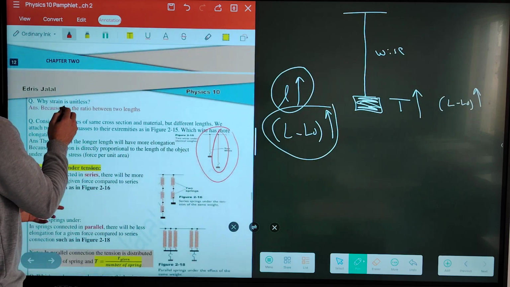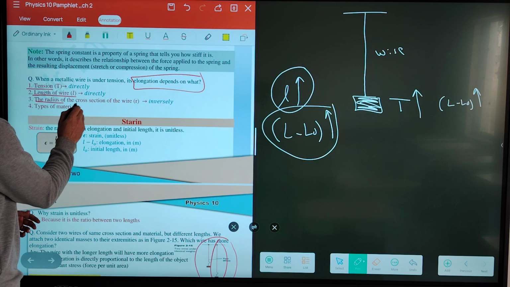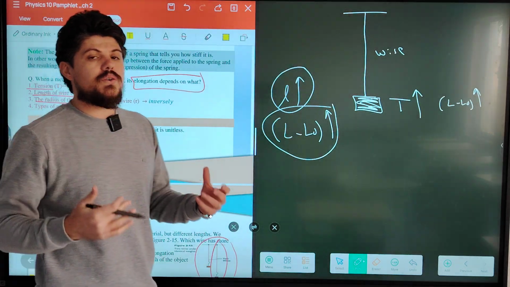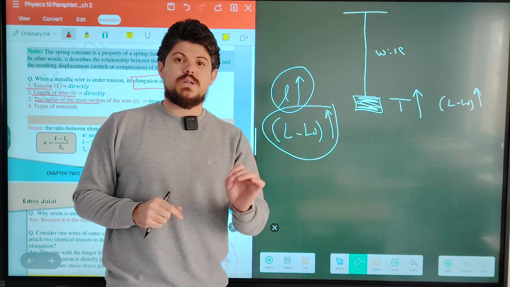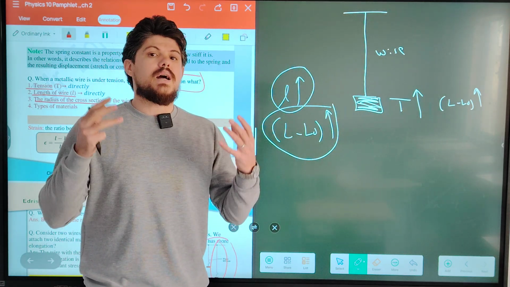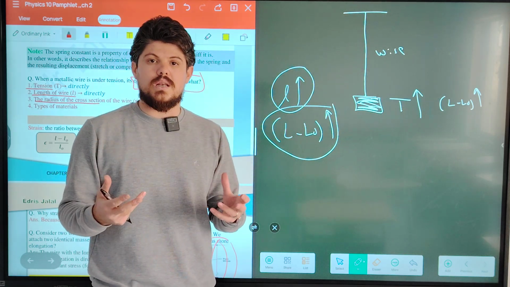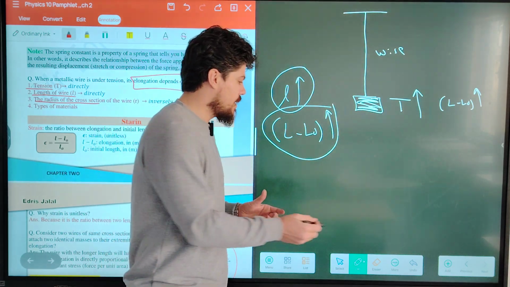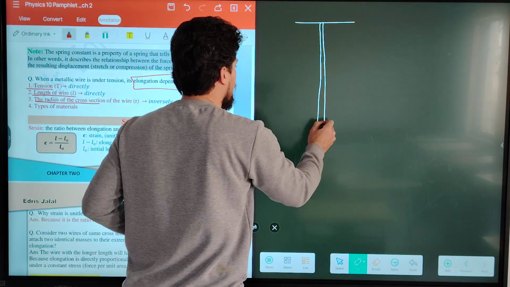The third factor is, guys, look, the radius of the cross-section of the wire. But the radius of the cross-section of the wire is inversely proportional. For example, if you have 2 wires with the same material and same length under the same tension, but one wire is thick and the other wire is thin. One wire is thick, it has more cross-section area.